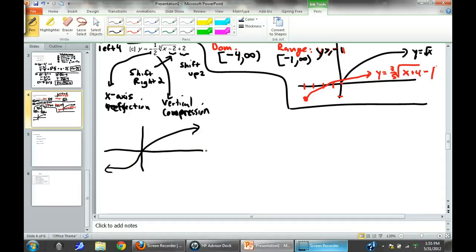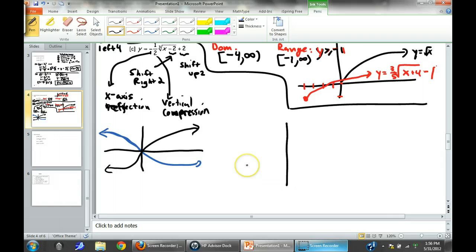So we have to do some shifting and reflecting. So okay, we need to do the reflection first. It's in the order of operations there. So we reflect. So it would look something like that. That's the reflection. And now we do our compression and our shifting. Okay, we're going to shift up 2, we're going to shift right 2, and we're going to compress.